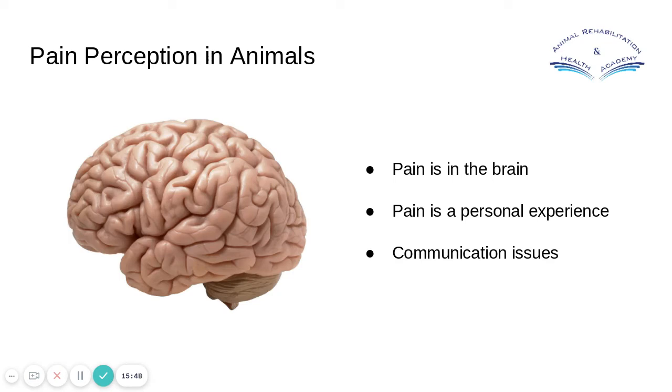So that leads on to the perception of pain in animals. First of all, it's important to establish that pain is in the brain. There's a little bit of debate in the literature about this, so people want to be particularly pedantic, but pain is not in a joint. Pain is not in a muscle. Pain is not in a tendon.